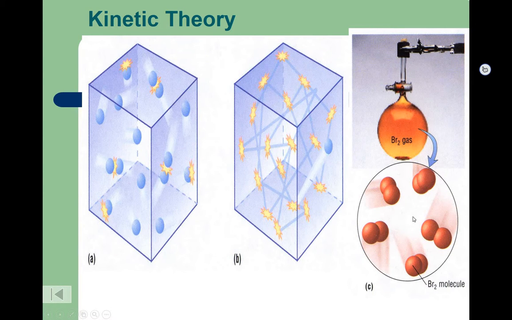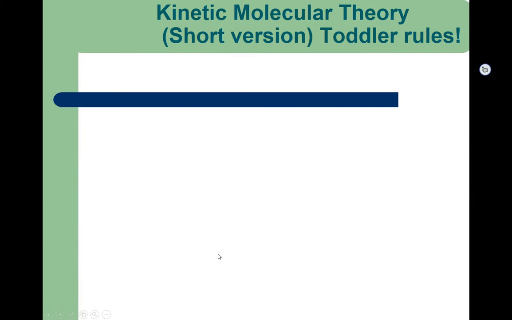So kinetic theory has to do with gases and how they interact with the walls, with each other, and how that affects the pressure. Over here we have bromine. Bromine is a distinctive gas. It's brownish, red, and you do need to know that. So I'm going to be giving you some ways to remember all these things.